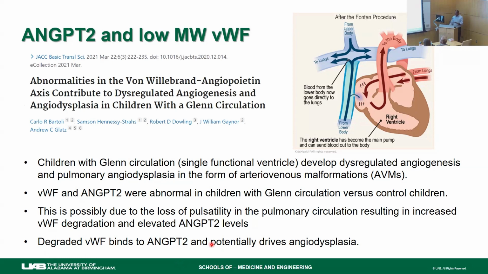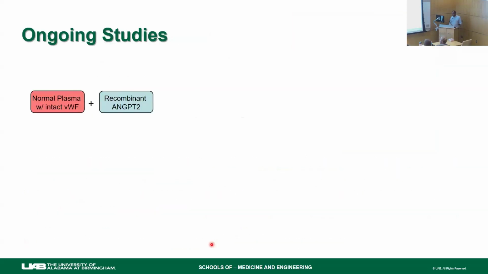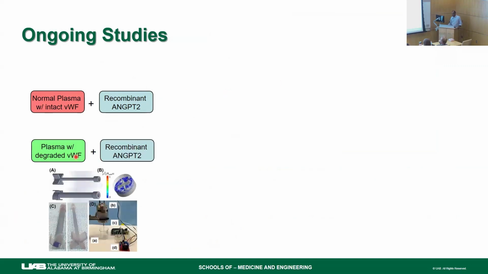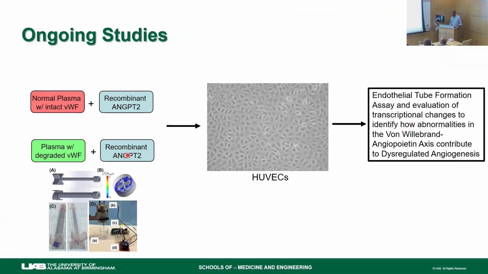So everything I've talked about at this point had to do with the endothelial cells and how they become dysfunctional with this change from pulsatile to continuous flow. We're actually doing some studies right now where we're taking normal plasma, which has intact von Willebrand factor, combining it with recombinant angiopoietin-2, and also taking plasma and degrading the von Willebrand factor, breaking it into low molecular weight fragments, using it in combination with recombinant angiopoietin-2, trying to do the tube formation assay and look for transcriptional changes that may shed some more light into how they work cooperatively to facilitate angiodysplasia.